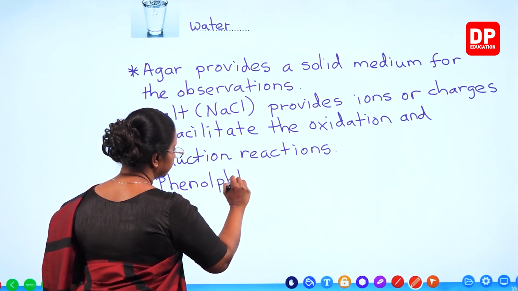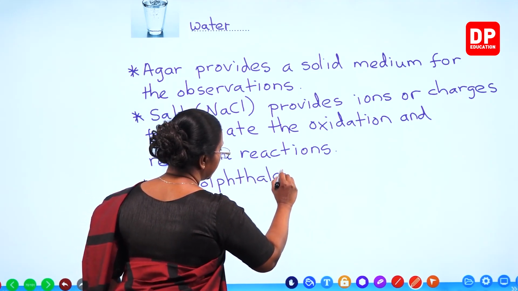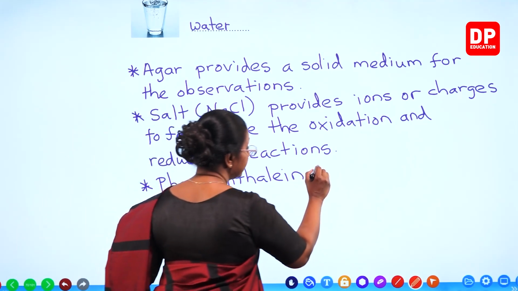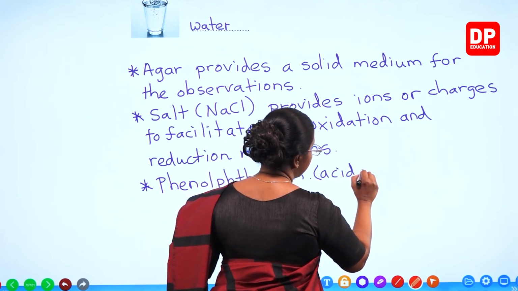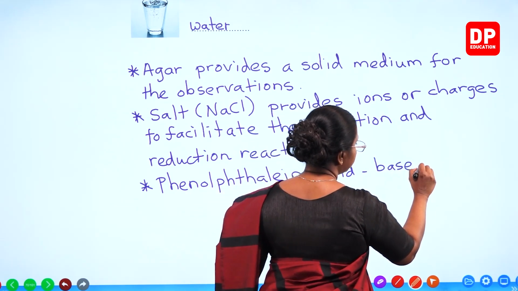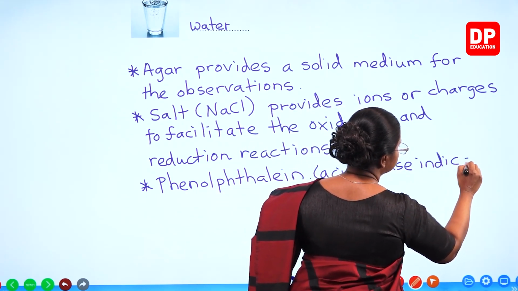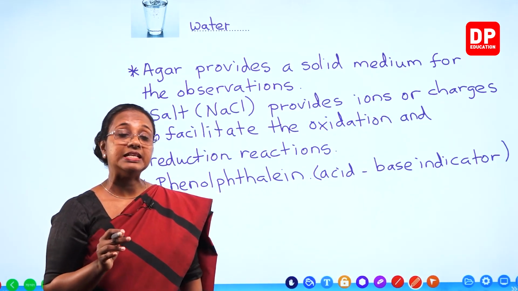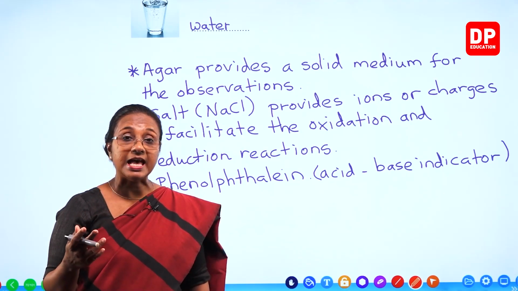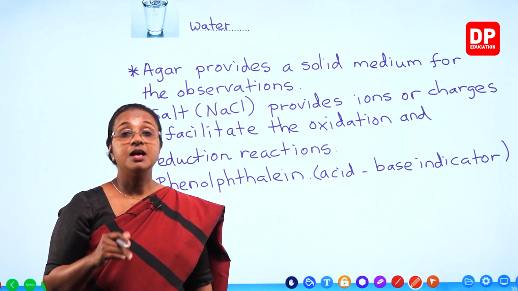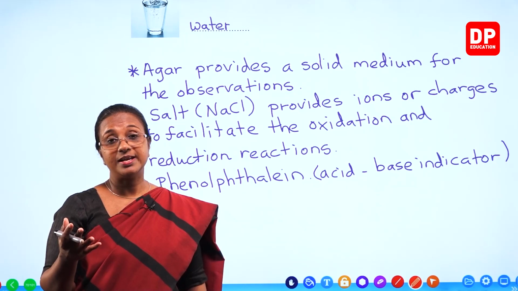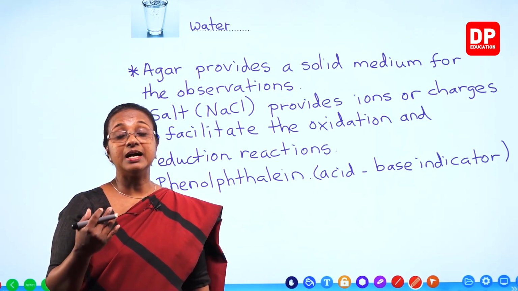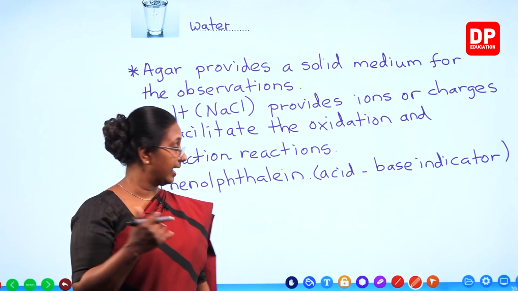Then you can remember phenolphthalein. Now what is this phenolphthalein? You all know it is an acid-base indicator. Now what does this phenolphthalein do? Normally it is a colorless solution. Even in the acidic medium it is colorless. But in the presence of OH minus ions, it becomes pink. Or it gives a pink color with hydroxyl ions.